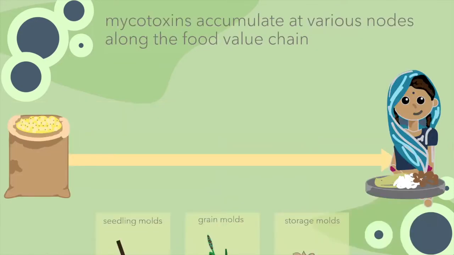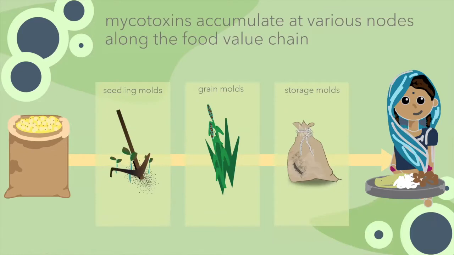So mycotoxins really can accumulate at various nodes along the food value chain. From even the very earliest seedling stages, mycotoxigenic molds can start to associate with developing plants. And up through grain filling, crops in the field are susceptible to grain molds, which can result in mycotoxin accumulation. And furthermore, contaminated produce can continue to accumulate mycotoxins in the storage environment if storage conditions are suitable for continued proliferation of these fungi.